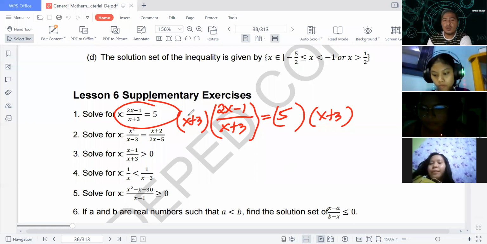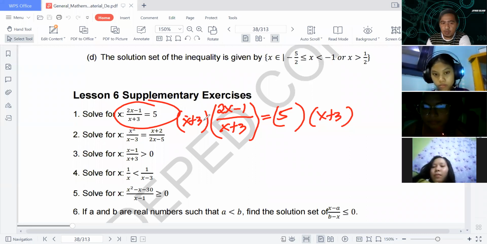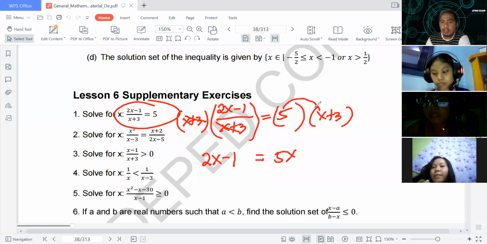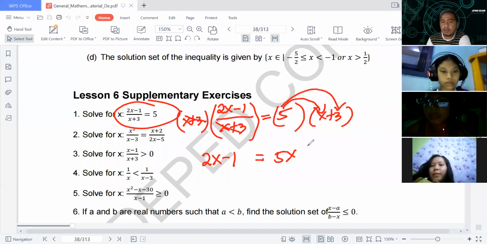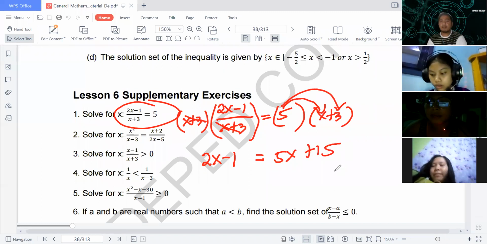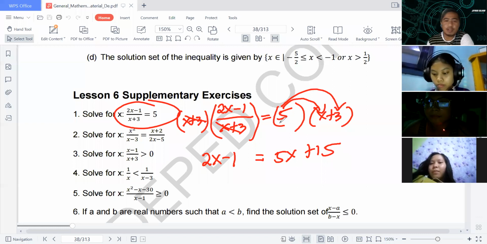So let's simplify the left side. It will be canceled out, so you only have 2x minus 1, right? In the other side, if you distribute it term by term, it becomes 5x, right? And here it becomes 5 plus 15, 15 because 5 times 3.